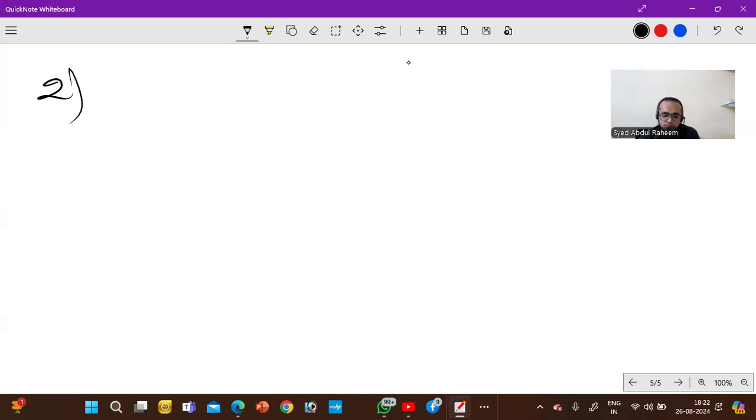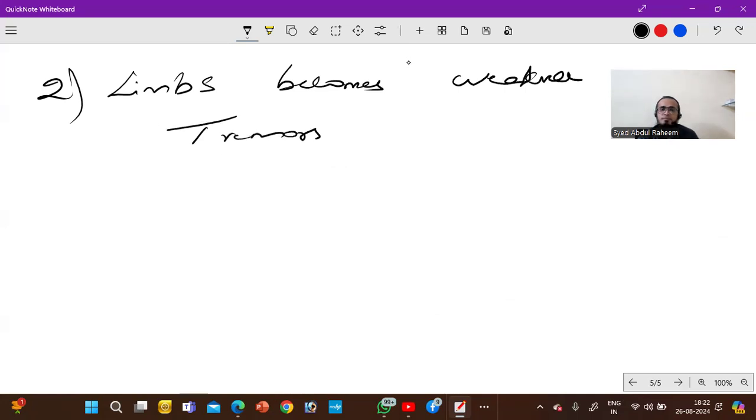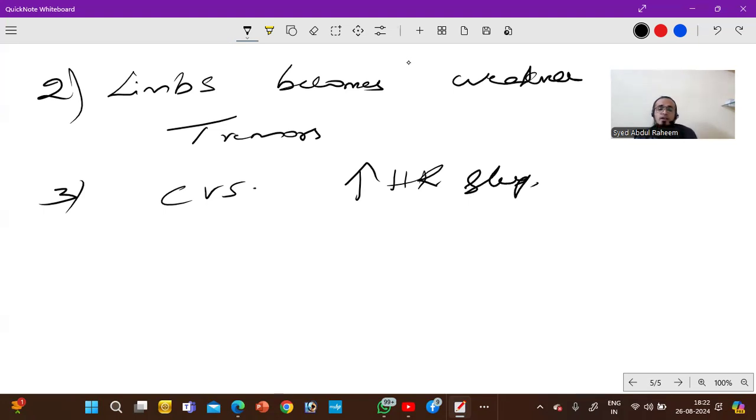Next, we have limbs related symptoms. The patient is unable to hold a glass of water, meaning the limbs become weak, and they will have tremors. These are limb related symptoms. And we have cardiovascular system related symptoms. The patient has tachycardia, the heart rate increases, even at resting time, even during sleep. The heart rate increases and the patient has palpitation.